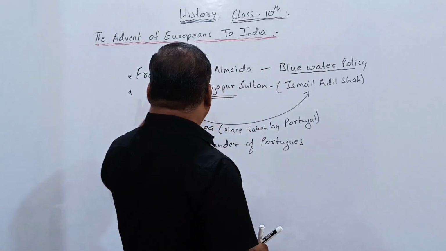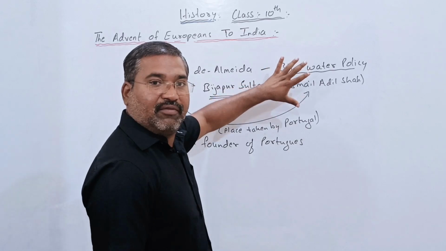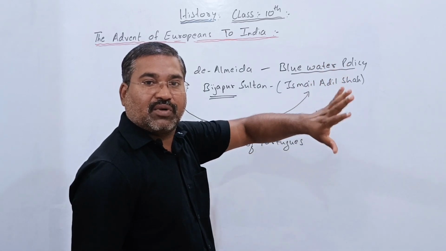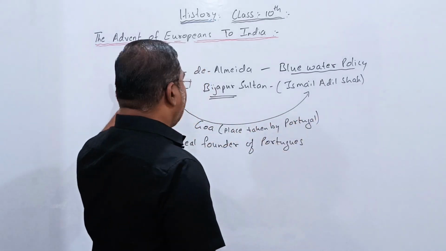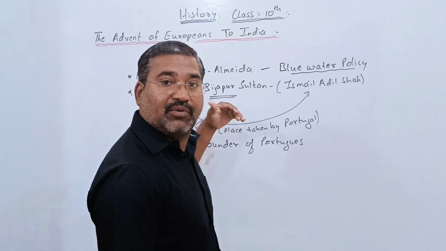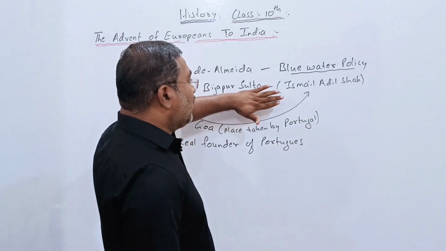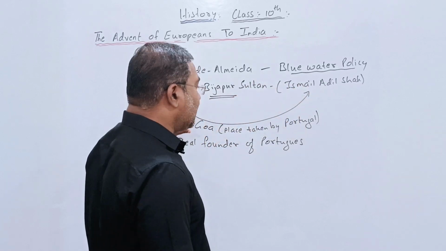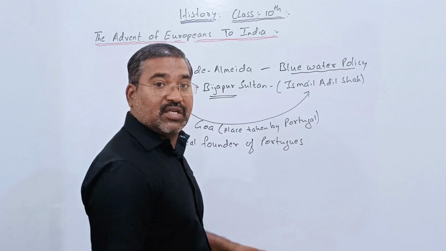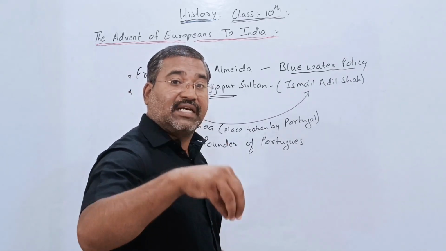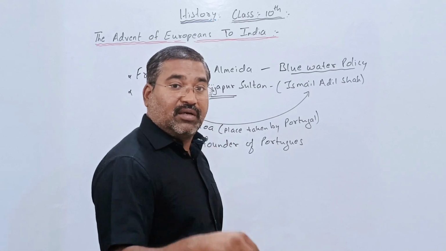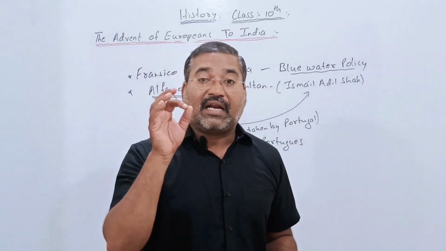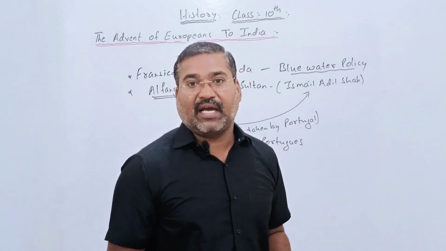Okay, right? So who came after Vasco da Gama? A navigator, Francisco de Almeida, was brought, and he introduced which policy? Blue Water Policy, supremacy over the water more than the land. After him, Alfonso de Albuquerque comes to India, has a conflict with the Bijapur Sultan called Ismail Adil Shah, who has been defeated. Goa has been taken by the Portuguese, and from there onwards Goa becomes the capital, the central administration of the Portuguese. This is the reason Alfonso de Albuquerque has been called the real founder of the Portuguese in India.